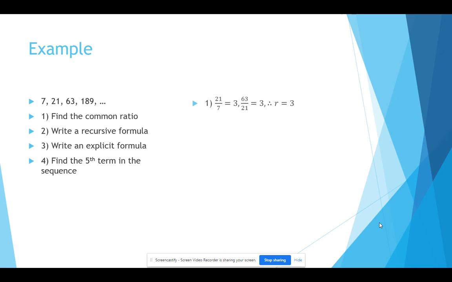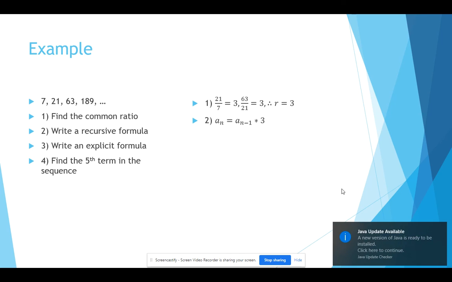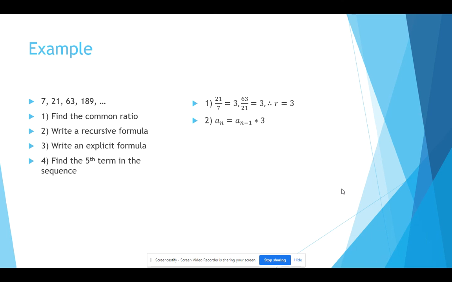So first, to find the common ratio, we take two terms and divide them, and we can see that 21 divided by 7 is 3, and 63 divided by 21 is 3, so therefore our common ratio is going to be 3. Knowing that, we can write a recursive formula, and remember, anytime you're writing a recursive formula, you are leaving n alone. It'll also be that way if you're writing the explicit formula. Any formula that you write with a sequence, you leave n alone and fill in all of the other parts.